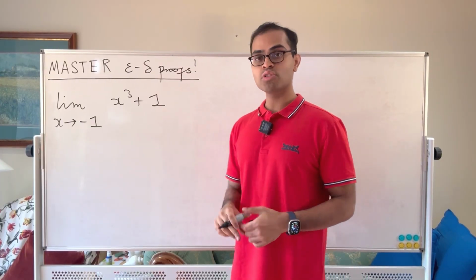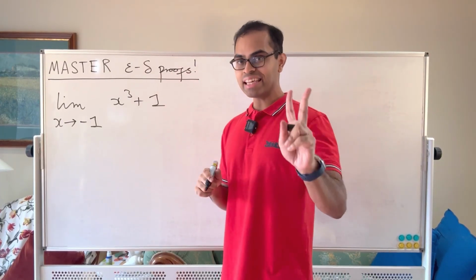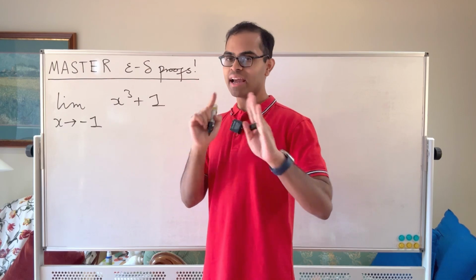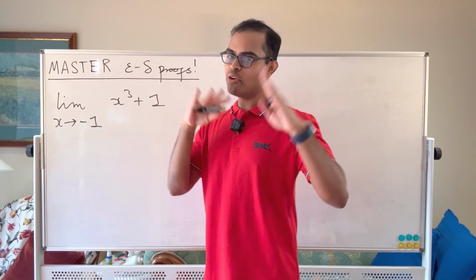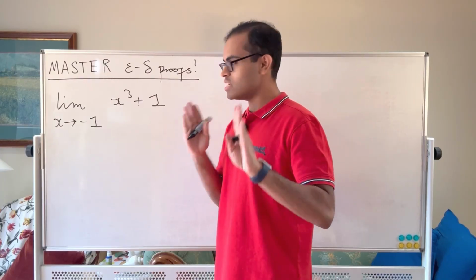Limit as x goes to -1 of x cubed plus 1. This is the second last one we're going to do, and then one more, and after this you're going to master epsilon delta proofs. You're going to know how to deal with them. They're more advanced examples, of course, but this is going to give you that foundation.